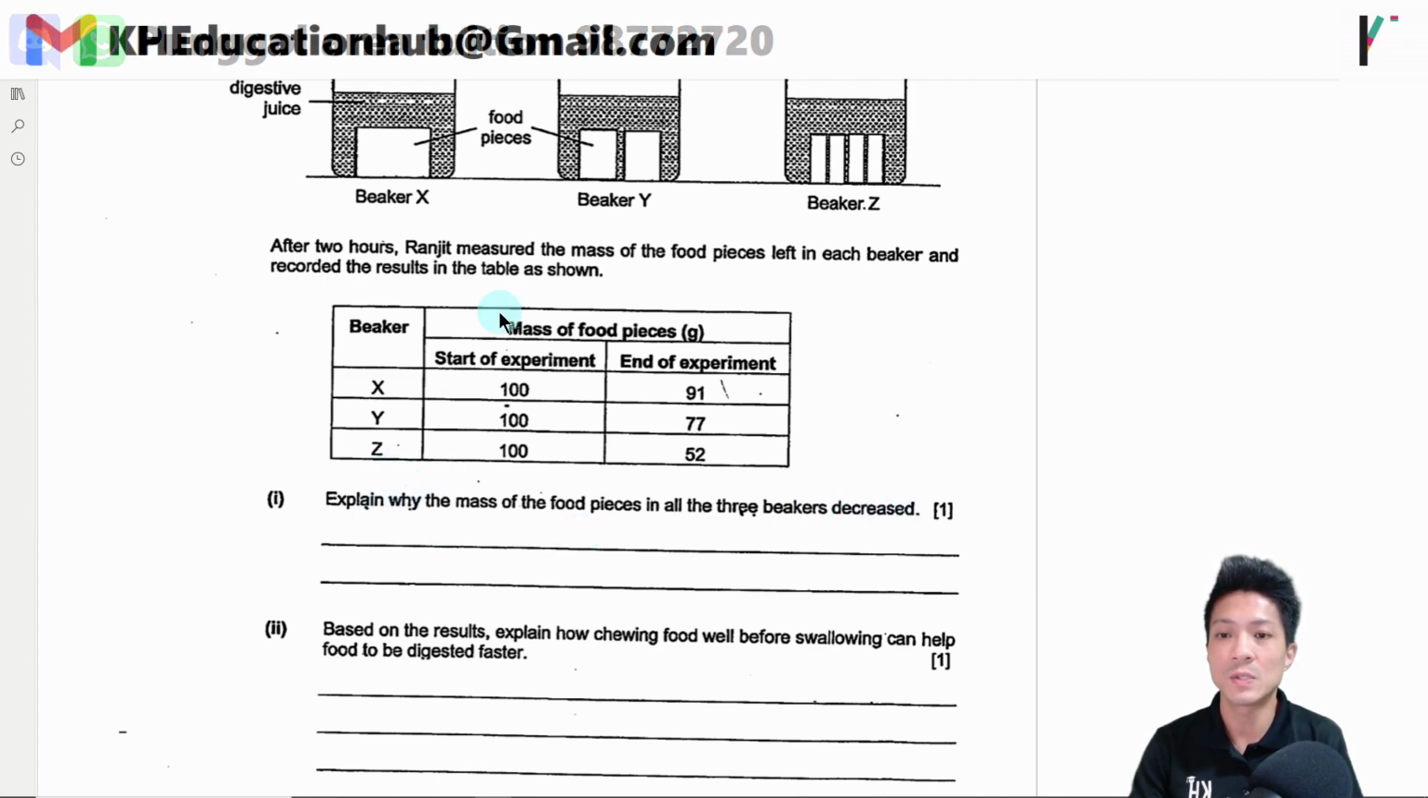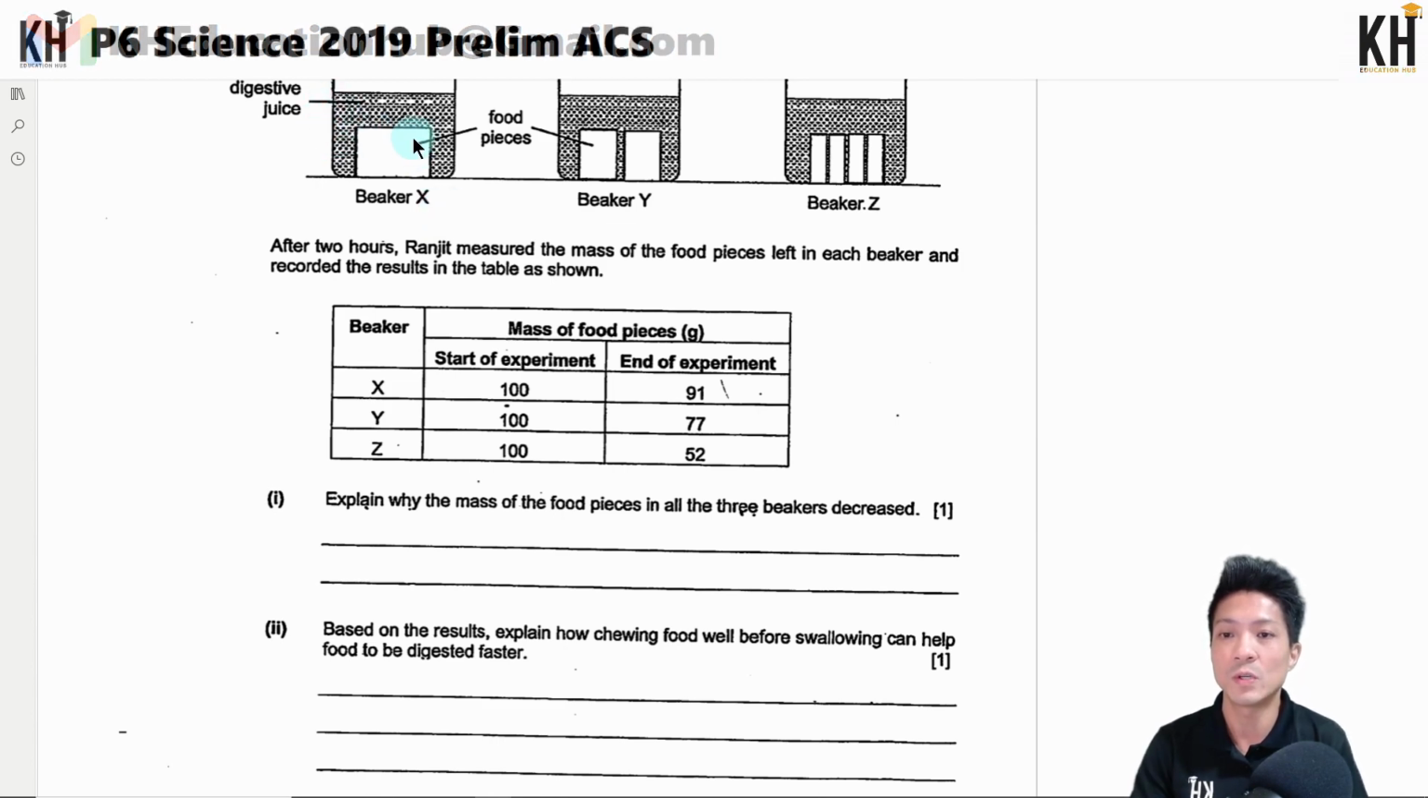Okay, so the reason why the mass of all the food pieces in the 3 beakers decrease is because they are all exposed to digestive juice. Okay, and then the digestive juice will break down the food into smaller pieces.